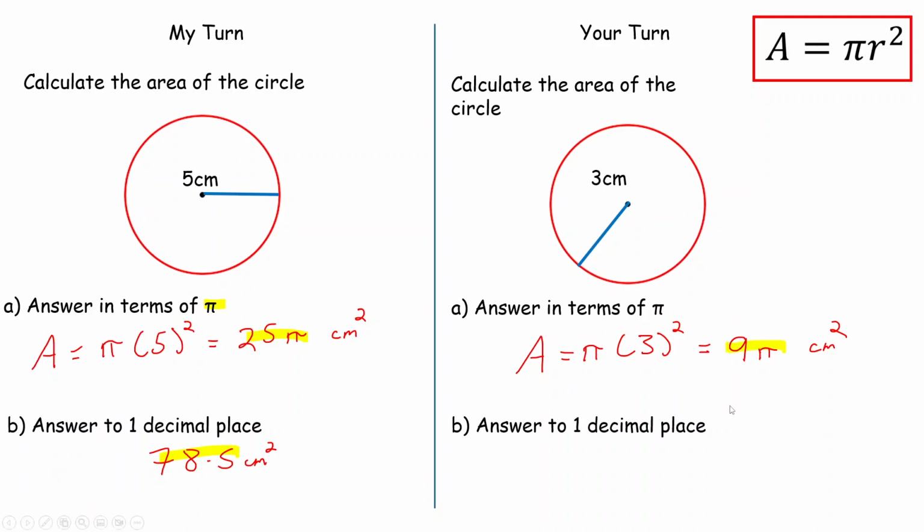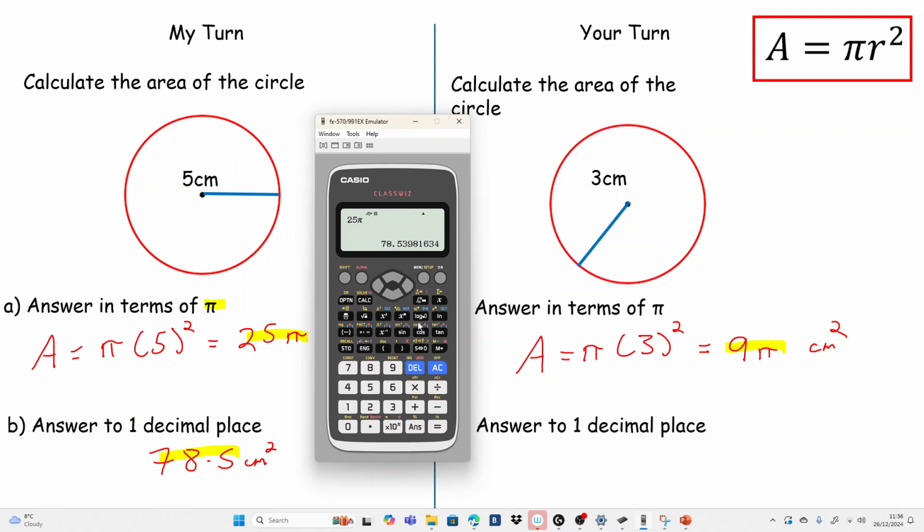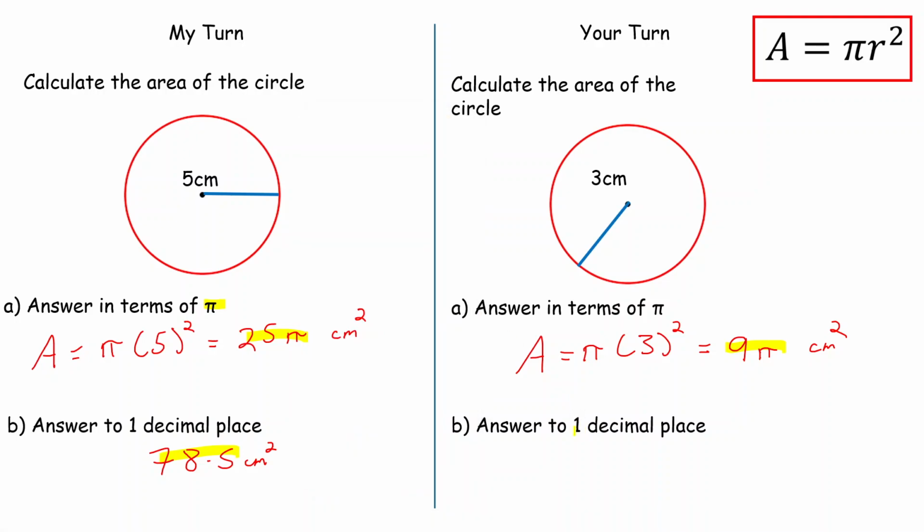And then part B, again, it's just a case of putting it into your calculator. So typing in 9, shift, and then pi is down here, equals. Press that, and it should be 28.3 if you round it to 1 dp. So there we go, 28.3 cm squared, and that is your answer.